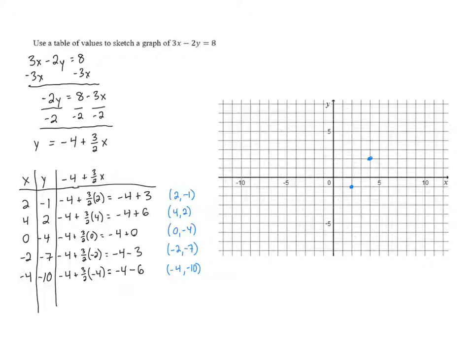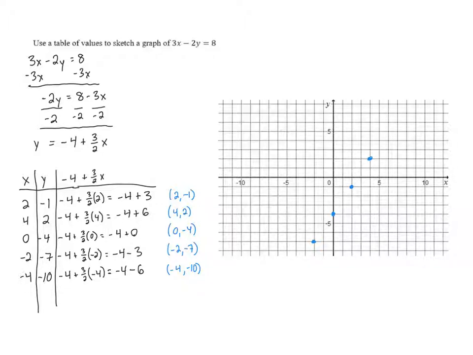The third point, 0, negative 4, because the x-coordinate is 0, we're not going to the left or the right. That's going to be on the y-axis, and we go down to negative 4. So this is the point 0, negative 4. The next point is negative 2, negative 7. Since x is negative 2, we go to the left 2. And since y is negative 7, we go down 7. So we're down here.